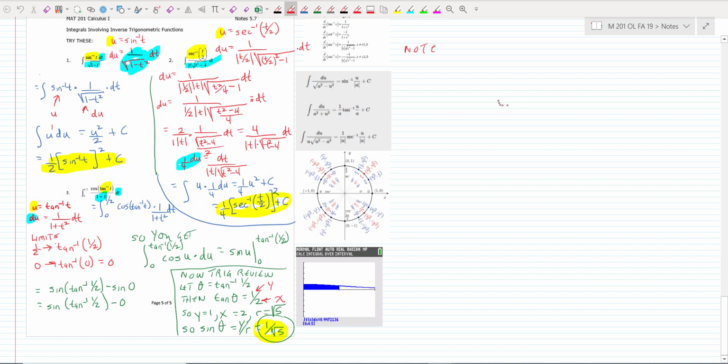Now you do need to write it this way. A lot of times I'll see students want to write it as sine negative 2t plus c. That's totally wrong. It's the inverse sine. That negative 1 is representing the inverse. It's not an exponent. So it goes like that.